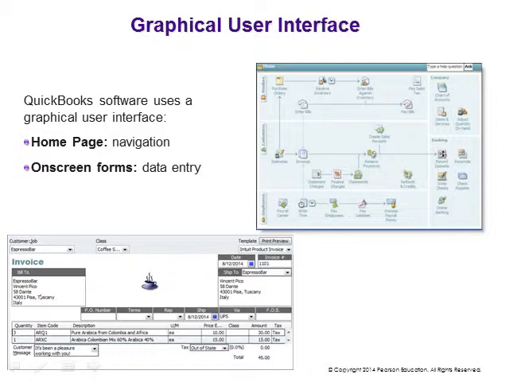And so this provides us with an example of what we call a GUI, or a graphical user interface. One of the features that made QuickBooks so popular early on was its easy-to-use GUI. The home page is used for navigation, and it shows a flowchart of tasks that can be accomplished. Also, we see that on-screen forms use a GUI for data entry.